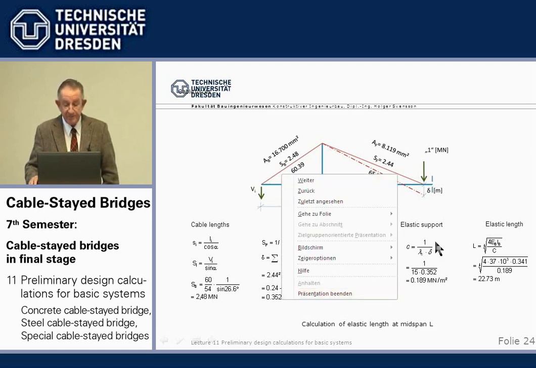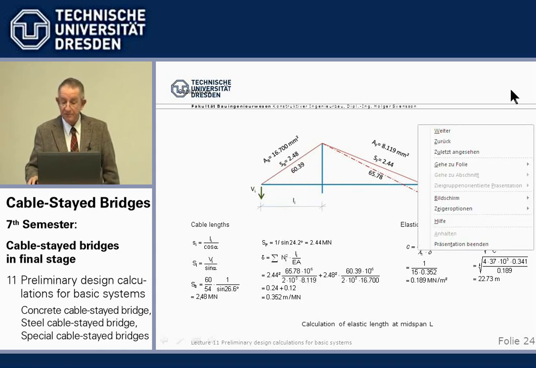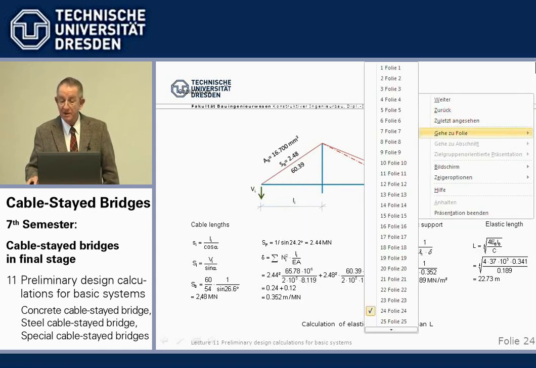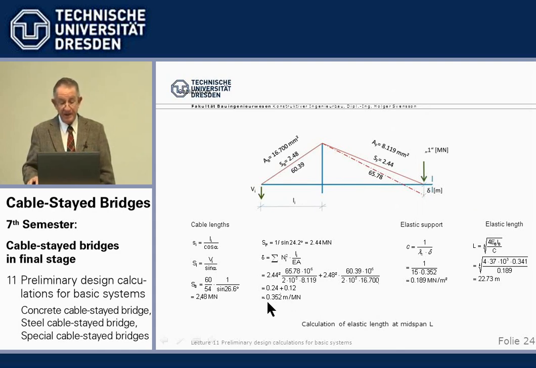And we end up, for a unit load of 1 meganewton, with a beam deflection in the center of 35 centimeters, 0.352 meters. And then we can say the elastic support is this delta divided by the cable distance, so and so many meganewton per square meter.